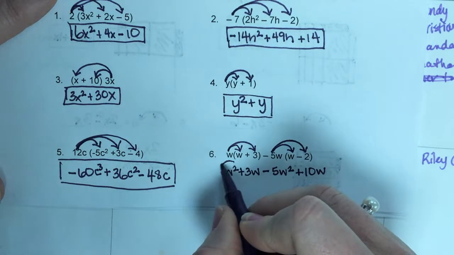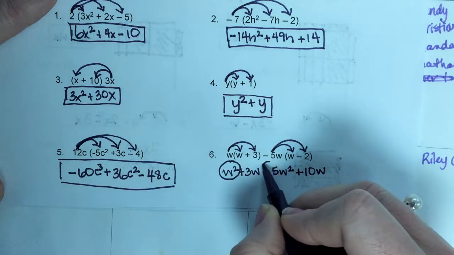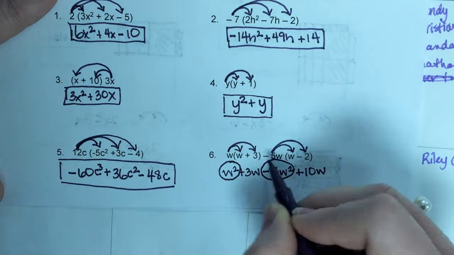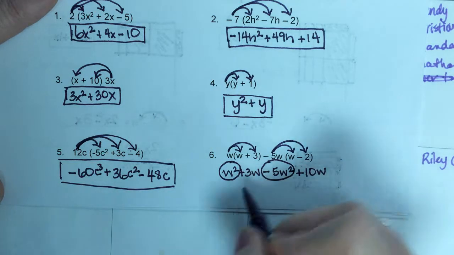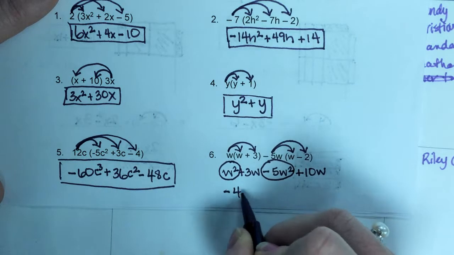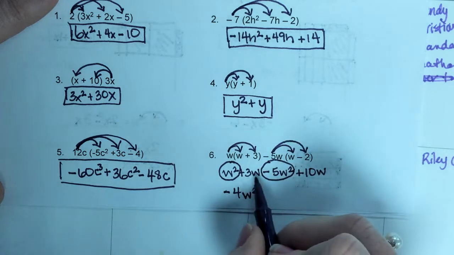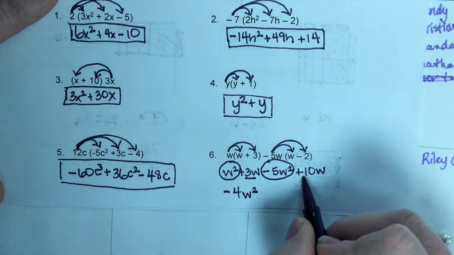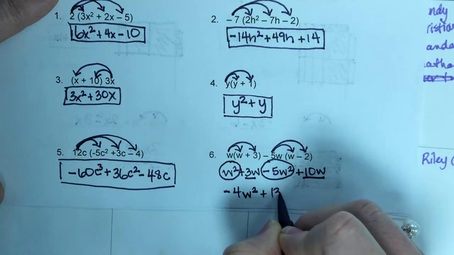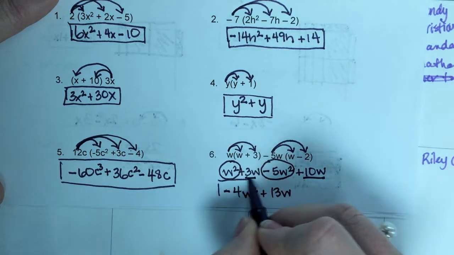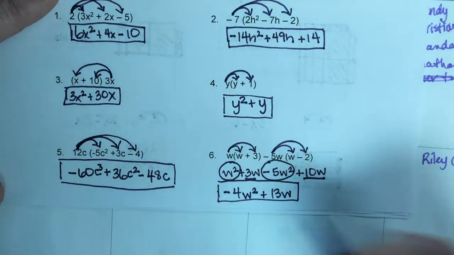So I see that I can combine w squared with this negative 5w squared because they both have w squared with them. So w squared minus 5w squared is going to give me a negative 4w squared. And then I'm going to combine my 3w with my 10w since they both contain a w, and that would just be 13w. So that would be my product for those.